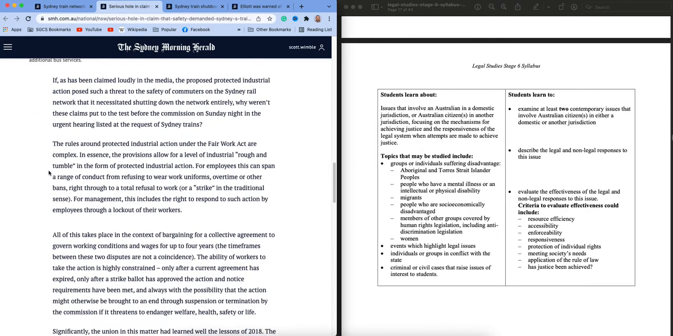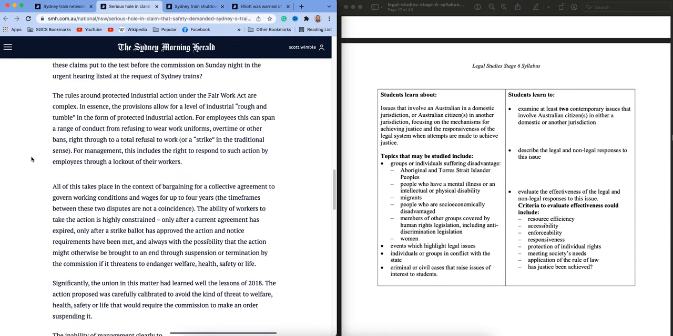If, as has been claimed loudly by the media, the proposed protected industrial action posed such a threat to the safety of commuters on the Sydney Rail network that it necessitated shutting down the network entirely, why weren't these claims put to the test before the Commission on Sunday night in the urgent hearing listed at the request of Sydney Trains? So they literally had the same hearing the night before and did not put those claims that were successful last time to the test.